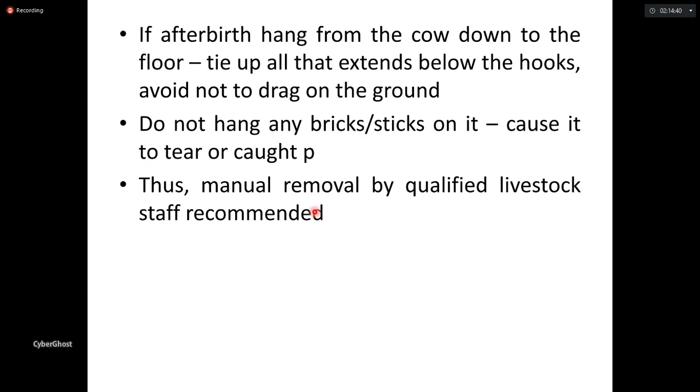So basically, with the help of trained personnel, a veterinarian or a livestock management trainee, a specifically trained person, we should let them know to come and help by manually removing those sections, or whatever remains hanging outside the body of the mother animal.